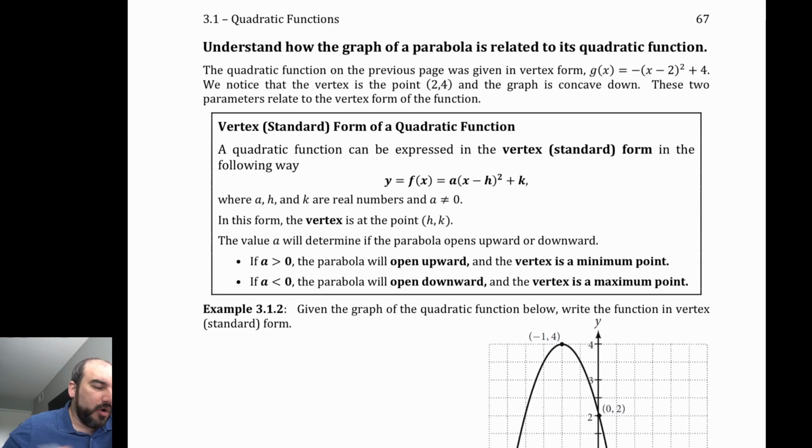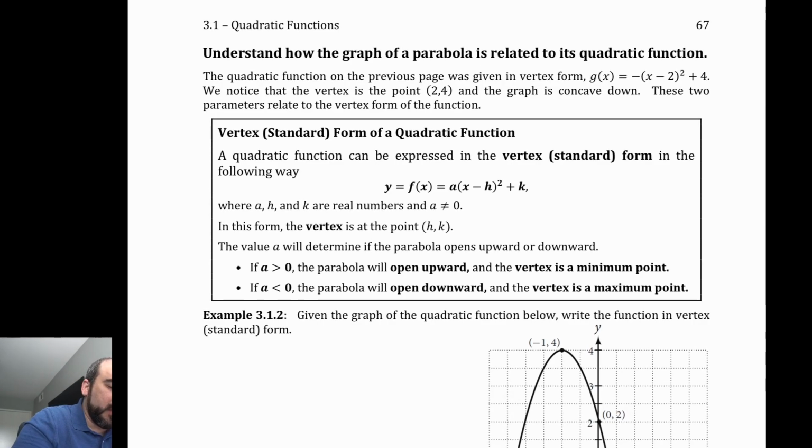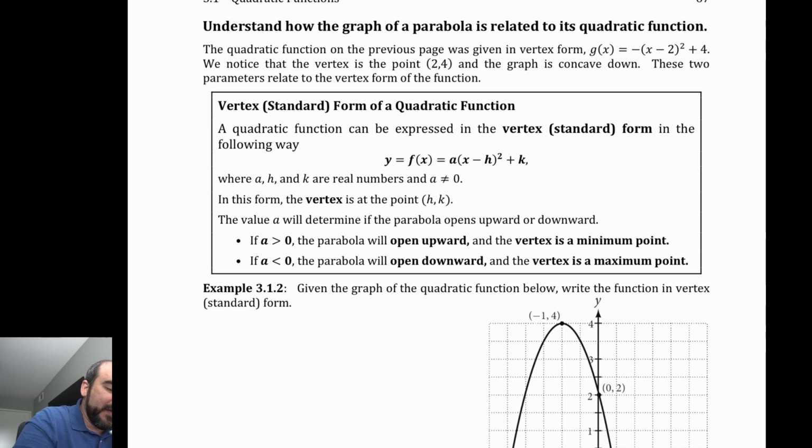Okay, we'll go over this page and the next one. So, understanding how the graph of a parabola is related to its quadratic function. We have the standard form of a quadratic function given here, which is also called the vertex form. So if you hear vertex form or standard form, this is what we're looking at here.